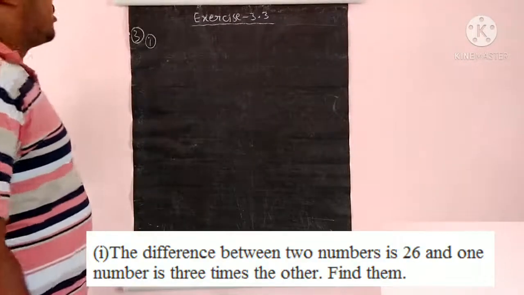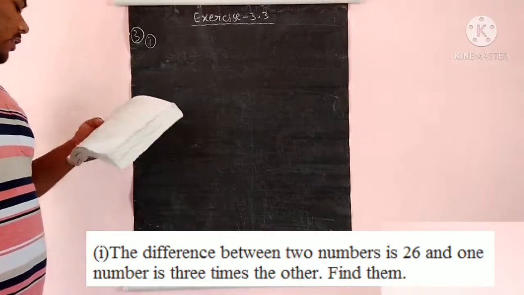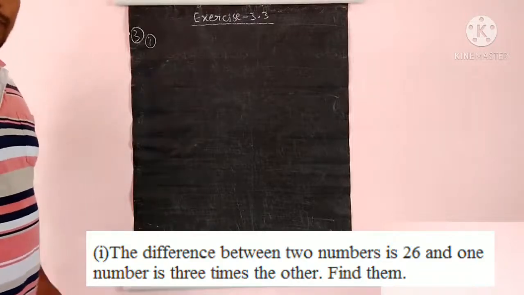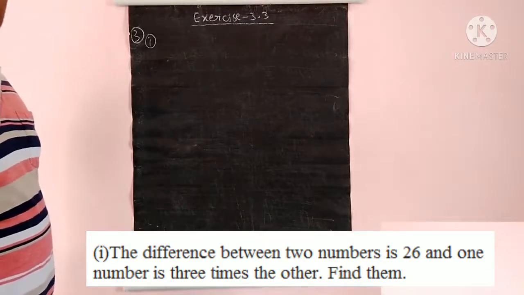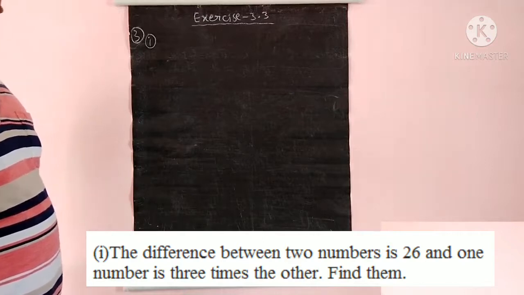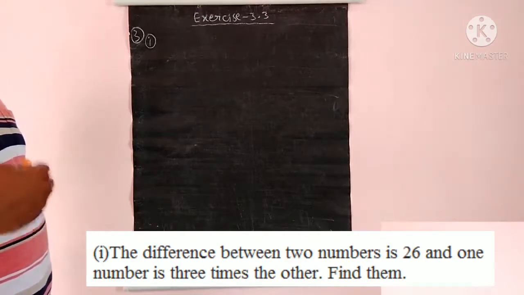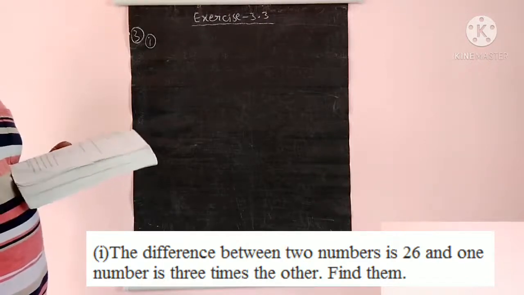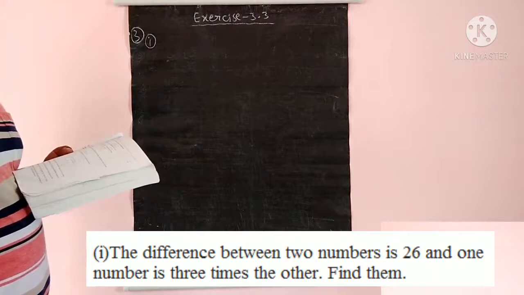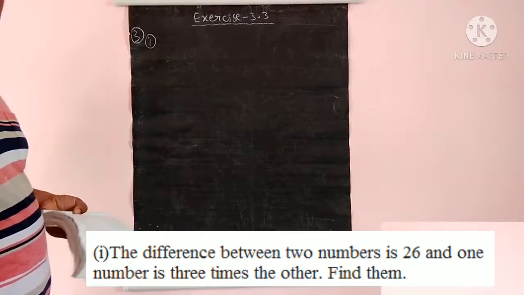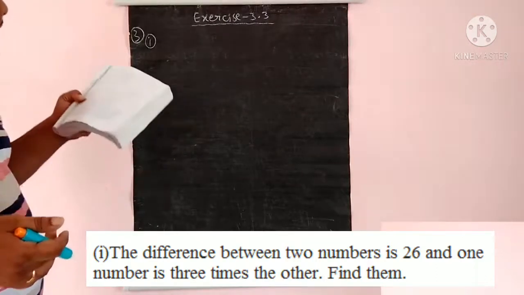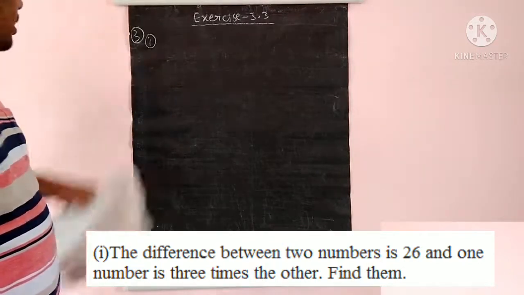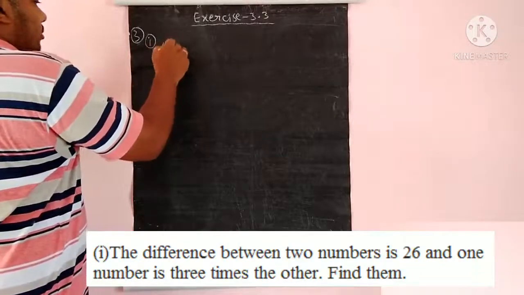So children, exercise 3.3, third question. The difference between the two numbers is 26 and one number is 3 times the other. First of all, remember, especially in word problems, they won't mention to use a particular method. In the textbook, in that particular exercise of the substitution method, they have given it to solve like that. But in exams, 99% they won't mention a particular method for word problems. So the question is, the difference between the two numbers is 26 and one number is 3 times the other. They are telling about two numbers.